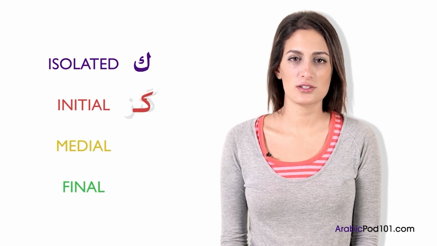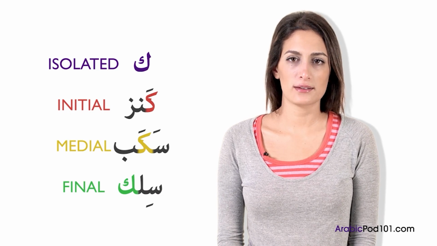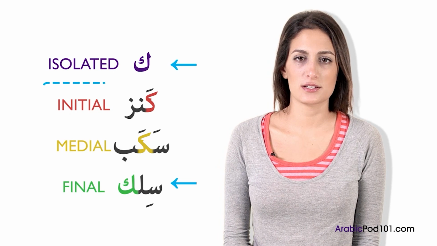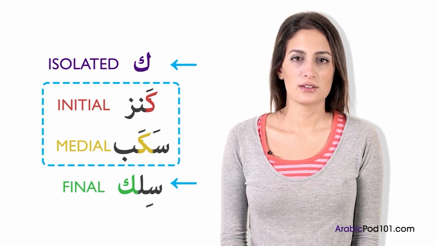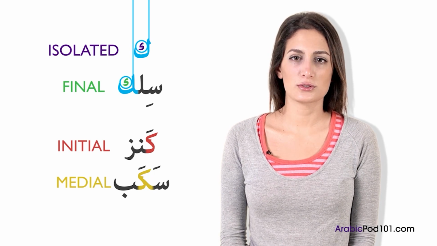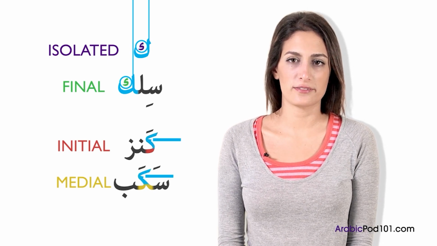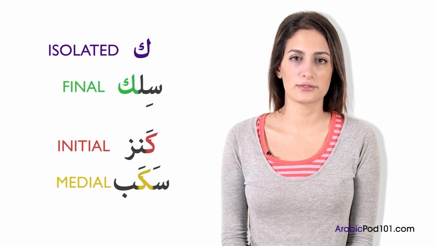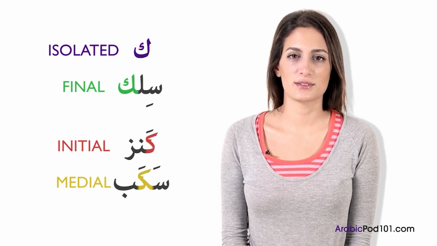Let's look at the other forms of kaf. Initial, medial, final. Note how the isolated and final versions of this letter are very different from the initial and medial versions. The first 2 look like a hook with a little mark inside, while the second 2 look like an arrowhead pointing to the left. This is one of the few letters in Arabic that have very different forms, depending on their position in the word. Now we'll write them. Kaf.